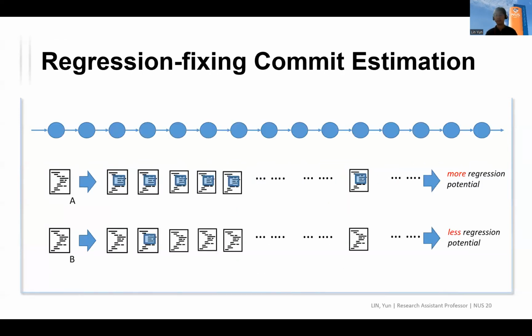Our rationale to estimate the regression potential of a bug-fixing commit is that the bug is more likely to be a regression bug if the code relevant to the bug is changed frequently in the history. Consider the example: the buggy code A has been changed many times in the history, which makes it more likely to contain at least one change making an existing function fail, thus causing a regression bug. In contrast, the buggy code B has much less regression potential compared to A.